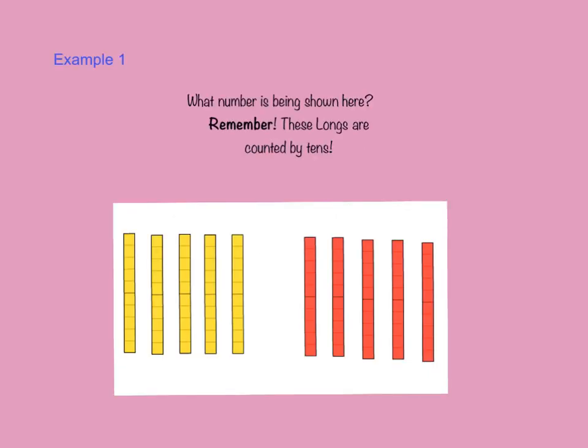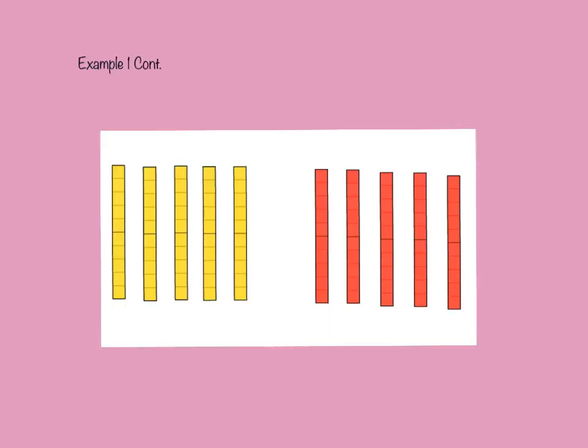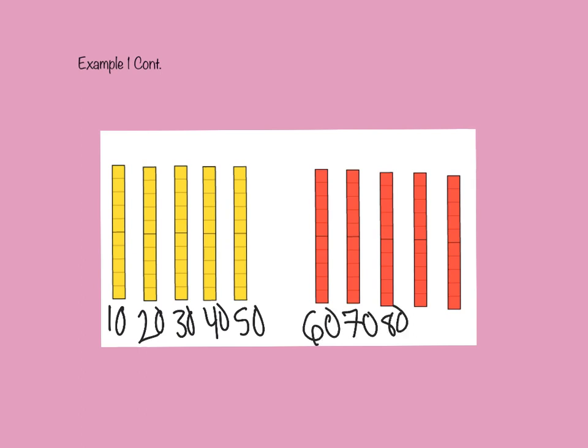This is example number 1. What number is being shown here? Remember, these longs are counted by tens. So, these groups of tens, what's the number? You would start out with 10, 20, 30, 40, 50, and then move to the next group. 60, 70, 80, 90, 100. The total number of all these together is 100.